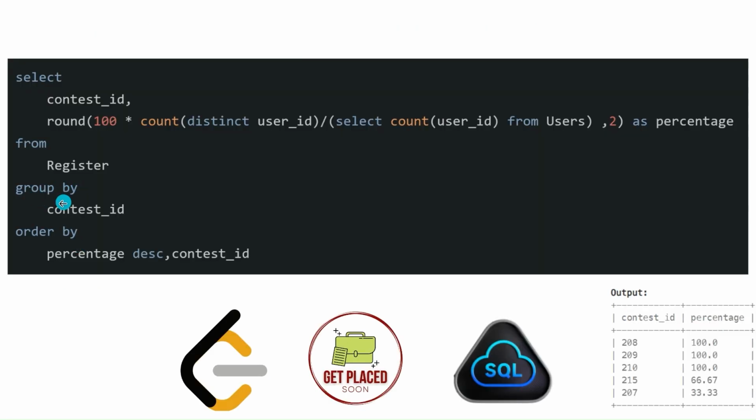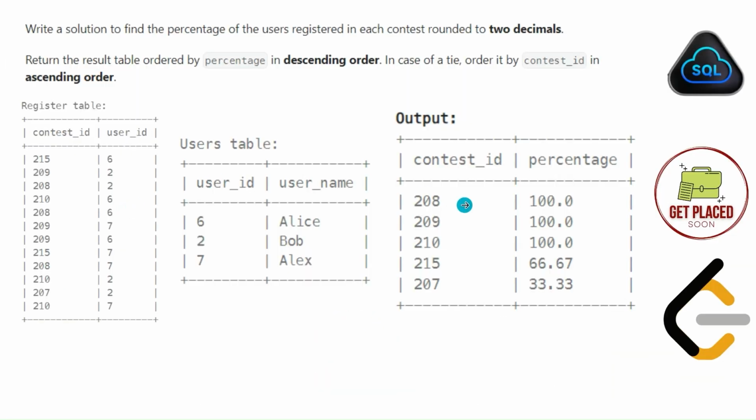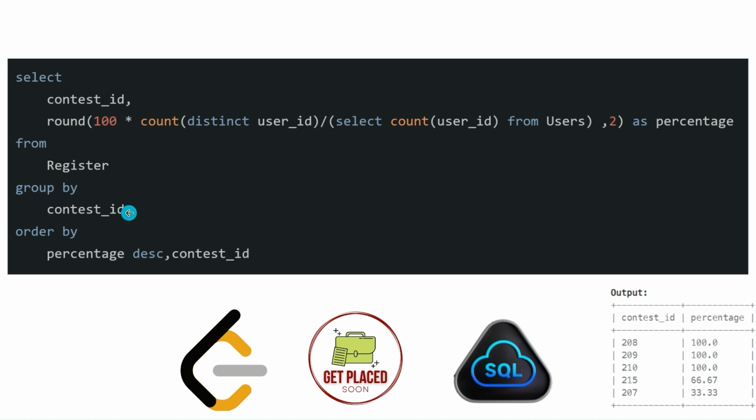So multiple entries are present in this register table under contest ID column. Therefore, we are grouping by contest ID. So now all 208 will be grouped. So 208 for 6, 2 and 7 will be grouped. 210 for 6, 2 and 7 will be grouped. 215 for those 2 user IDs will be grouped. So the contest ID is grouped. Okay. Now let's see how to find the percentage.